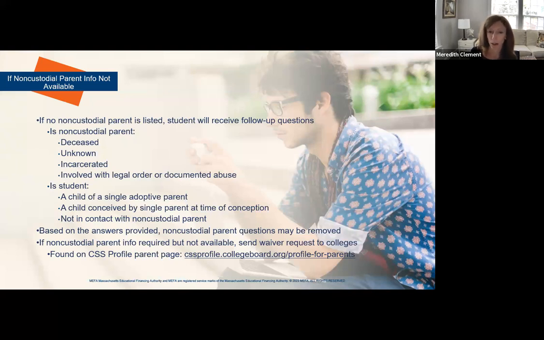If my non-custodial parent information is still required and for whatever reason I can't provide it, I'm going to submit a waiver to the colleges, basically a waiver request. And there's a form. I have the URL on the page here. You can go onto the CSS Profile website and fill out this waiver request. And it's basically the student explaining why he or she can't get non-custodial parent information. You'll send that off to all the schools that are requiring non-custodial parent information.